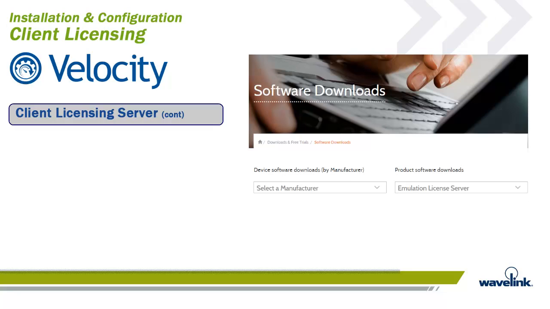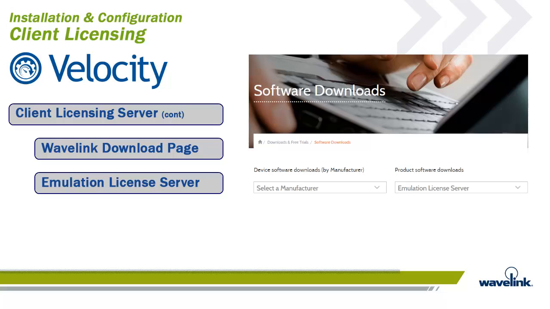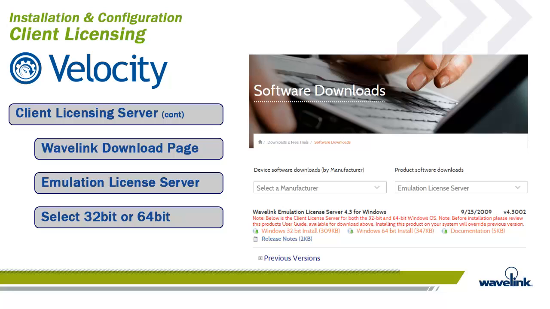To access the license server, browse to the Wavelink Downloads page from www.wavelink.com. Direct your viewing to the right-hand side drop-down window titled Product Software Downloads. Select Emulation License Server. You have the option of 32-bit or 64-bit versions that depend on the Windows OS that will be running the license server.